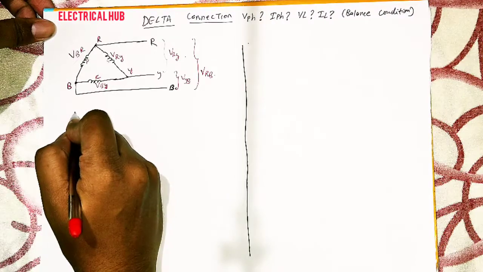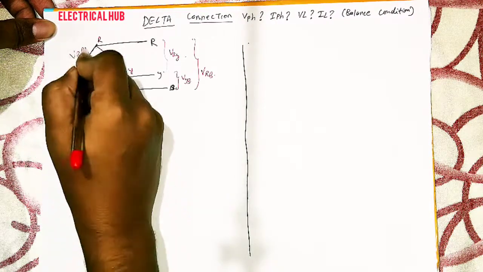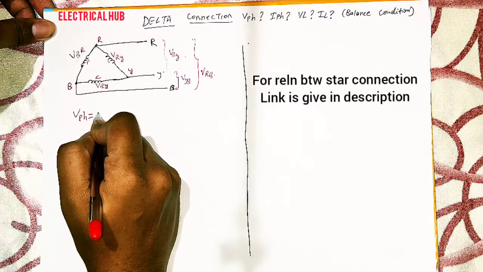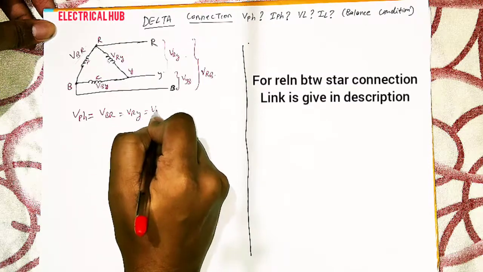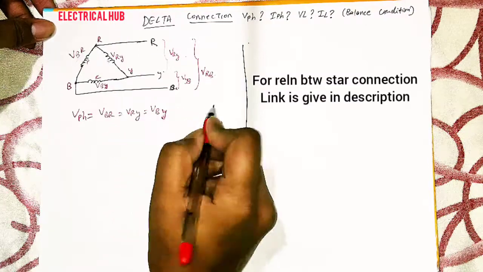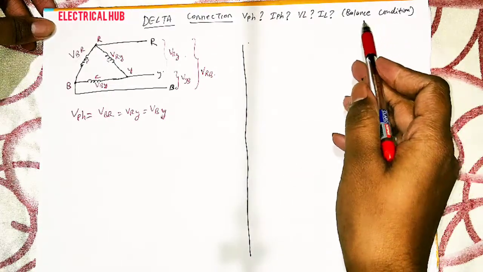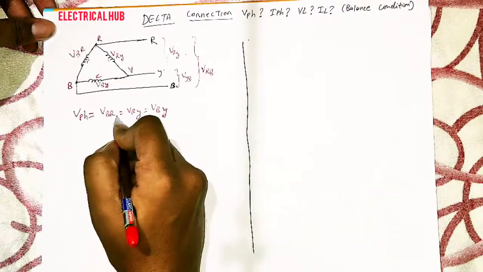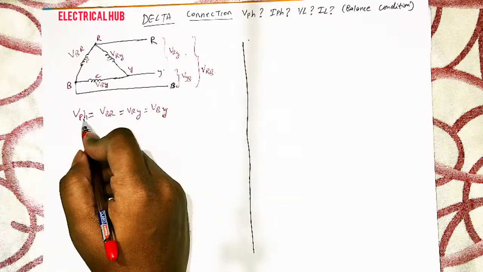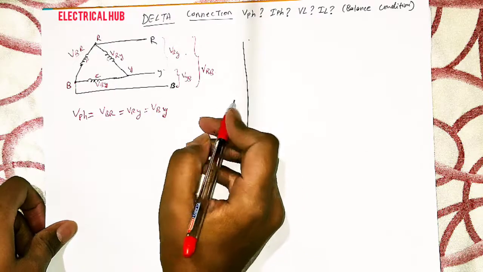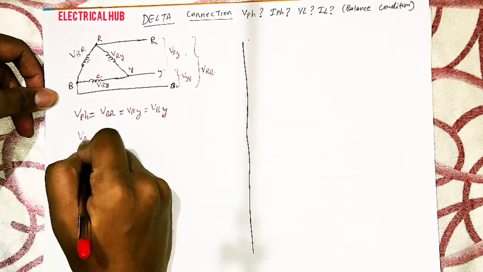So let's write it here. VPH, which means phase voltage. Phase voltages are these points. And what are the values of phase voltage? VBR equal to VRY equal to VBY. And why am I writing this equal sign? Because the question is asked under balanced condition. So we have to write that the magnitudes of all the phase voltages will be equal to each other.